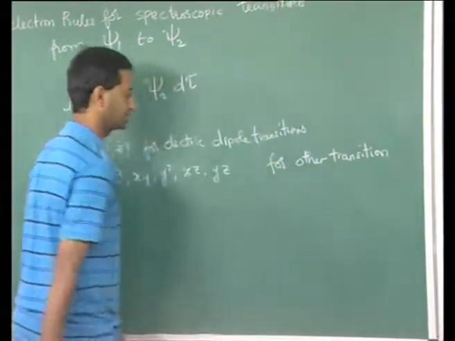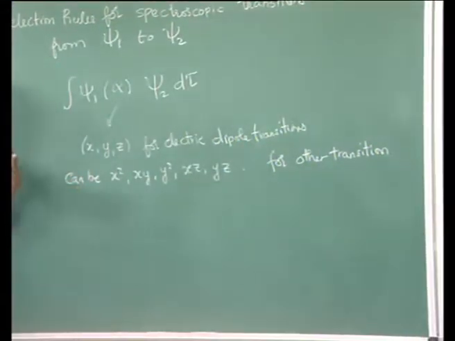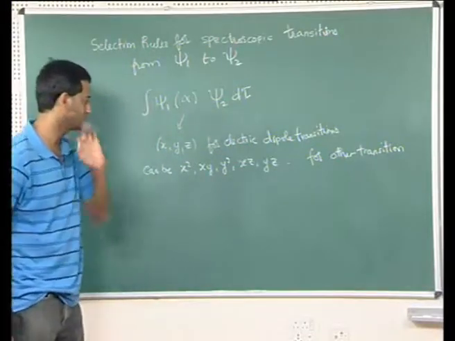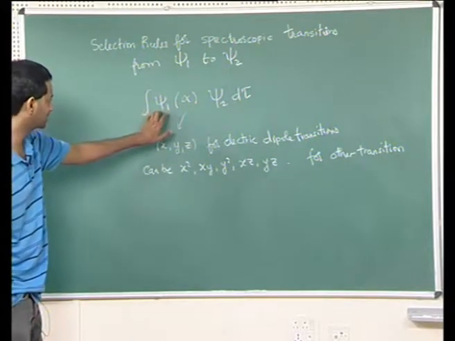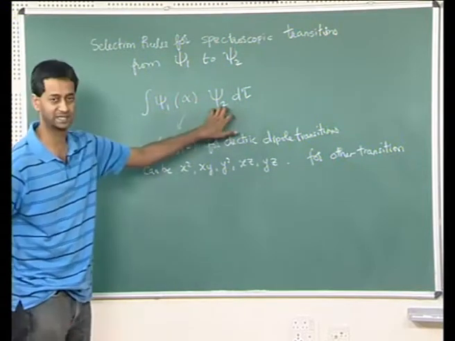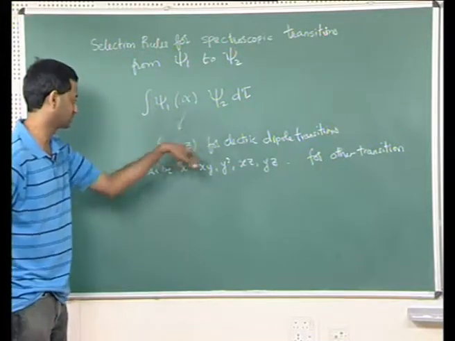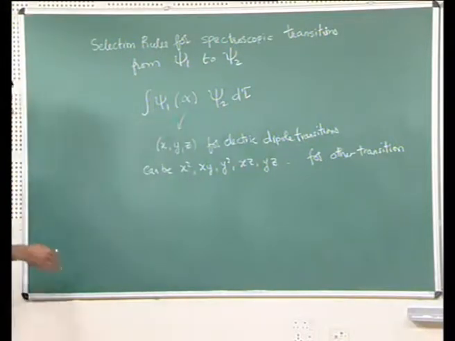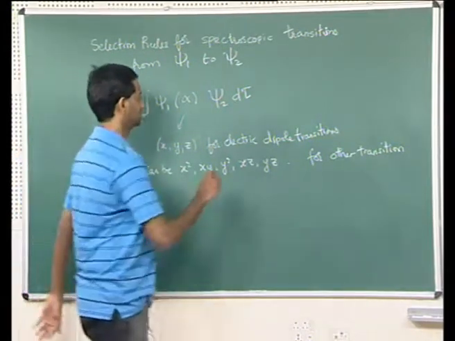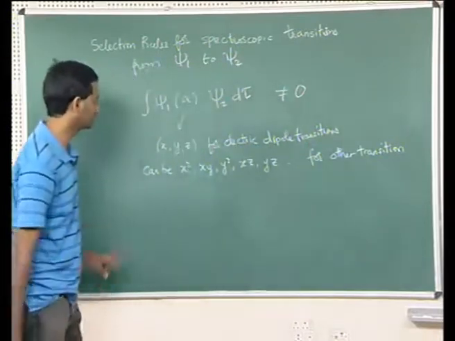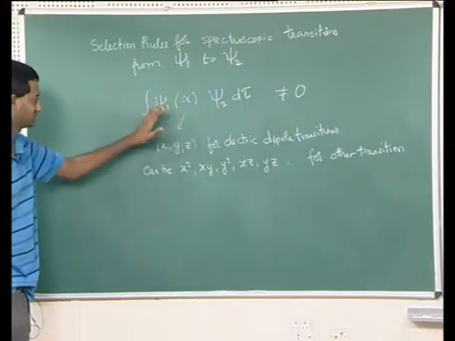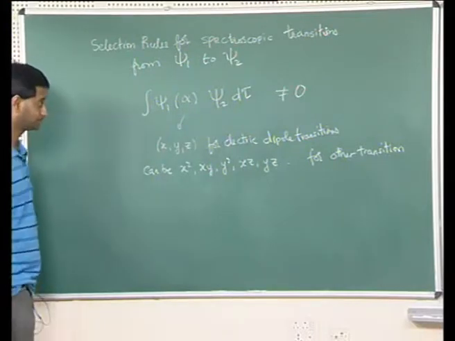So if you look at Raman spectroscopy, then the transition is related to the polarizability, and so you might have terms like x square, x y, y square, x z, and so on. But essentially you have integrals of the form psi 1 alpha psi 2, where alpha is typically one of these quantities. Now if this is not equal to 0, then the transition from 1 to 2 is allowed.